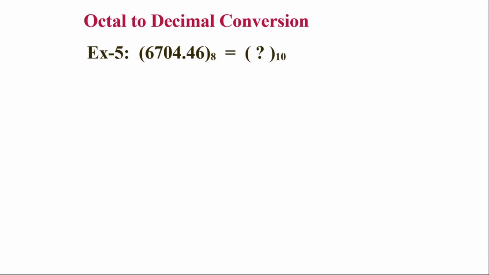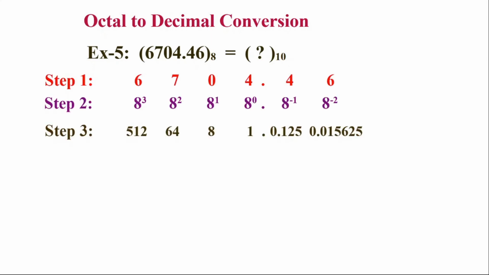Next, we may consider another example 5, where the octal number 6704.46 is to be converted into decimal number. Here also we have to follow the same procedure. We have to write the octal number, then we have to write the weight values, and then we have to strike out the weight values corresponding to the 0 digits.